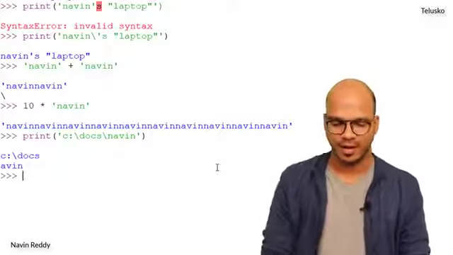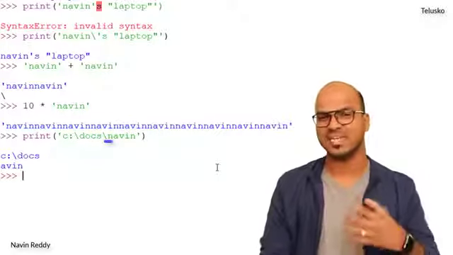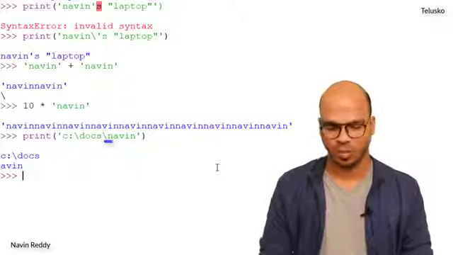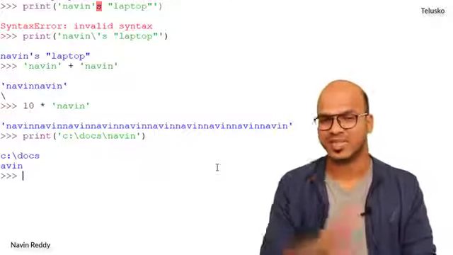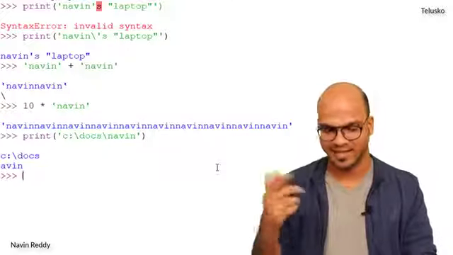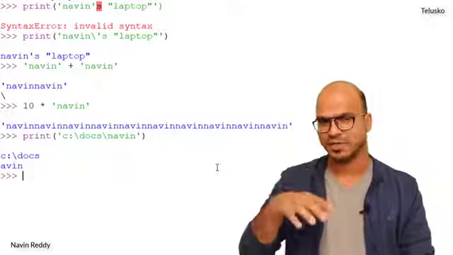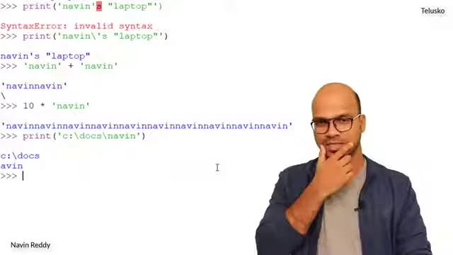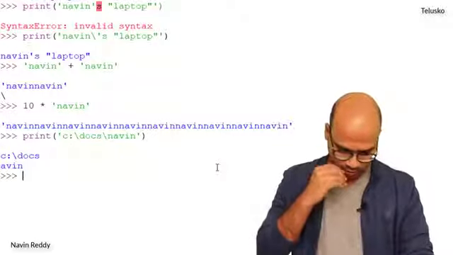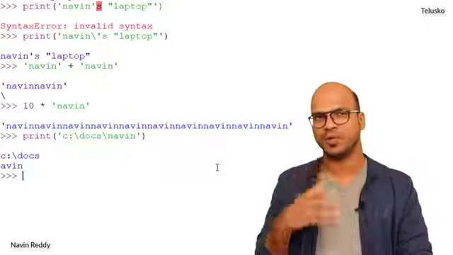What's wrong? Now /n has a special meaning in Python. What is that special meaning? And the meaning is, it means new line. So /n means new line. And that's what is happening here. It is printing C:/docs, and then it comes to a new line because of /n. It is saying Avin.